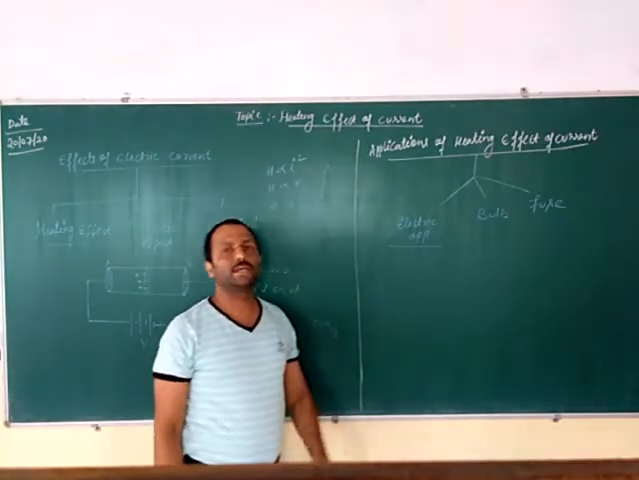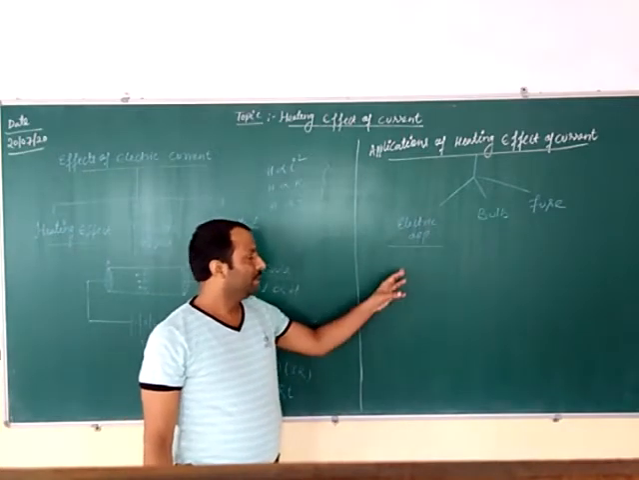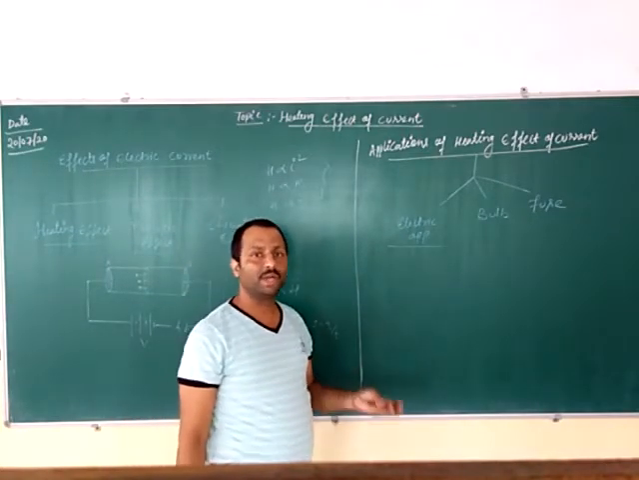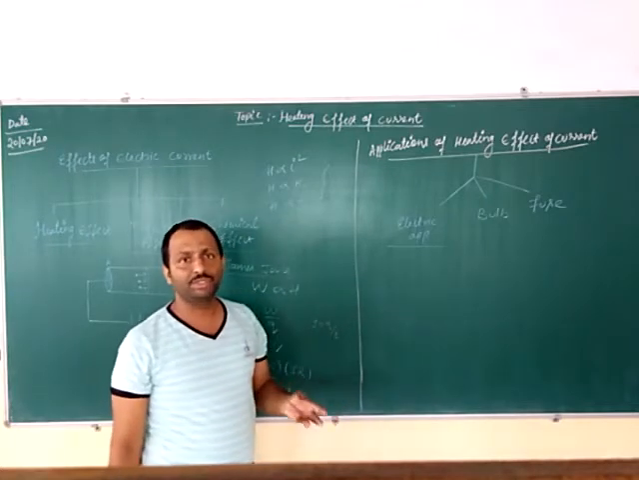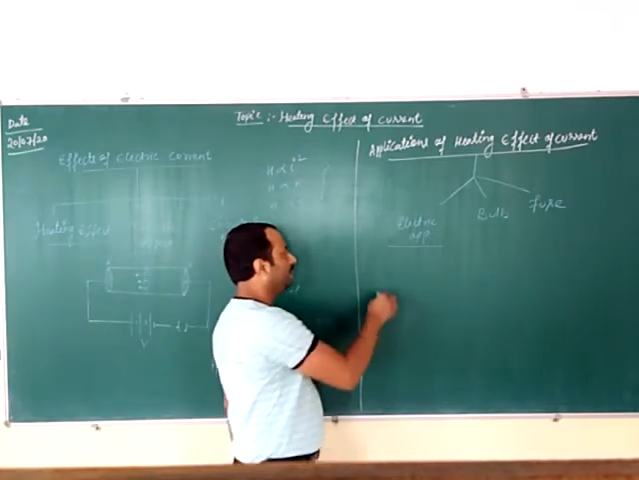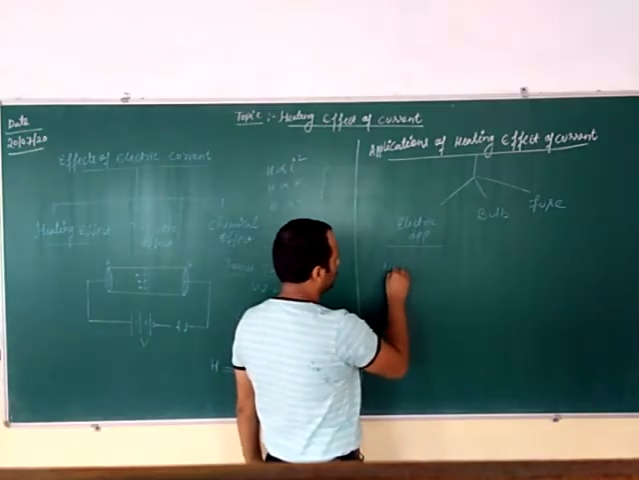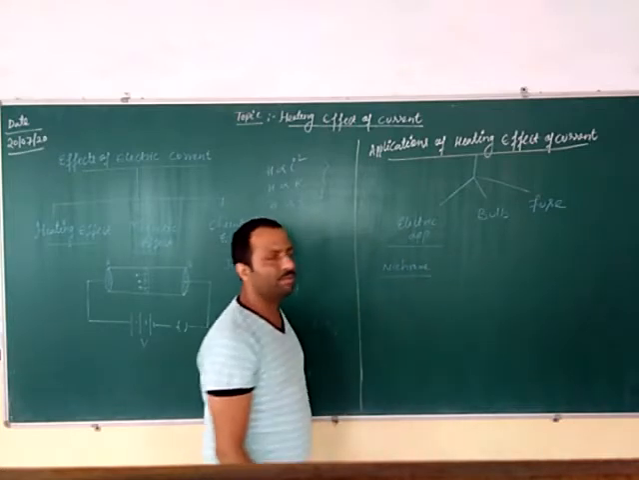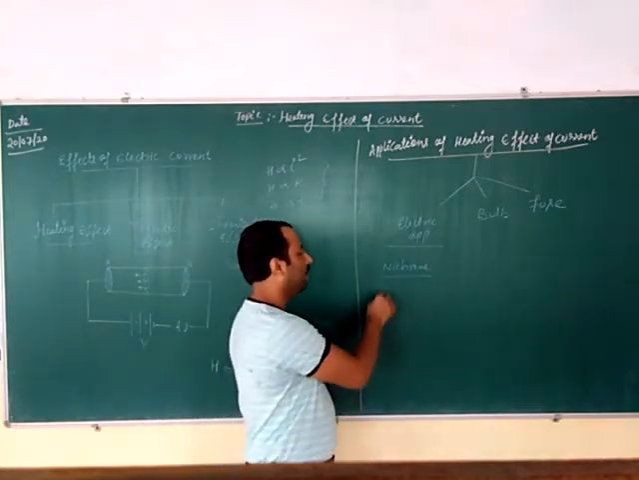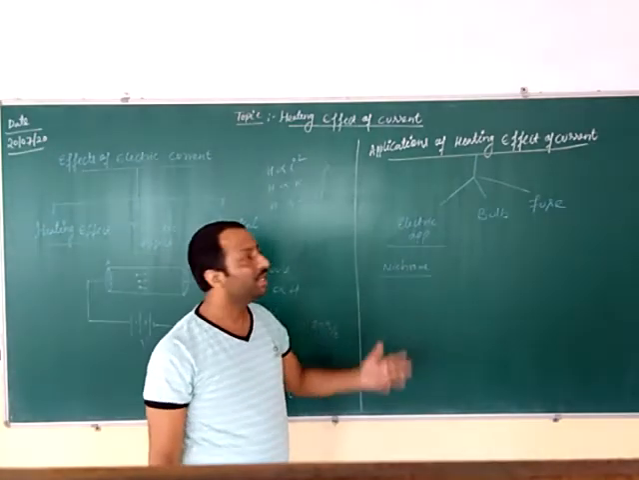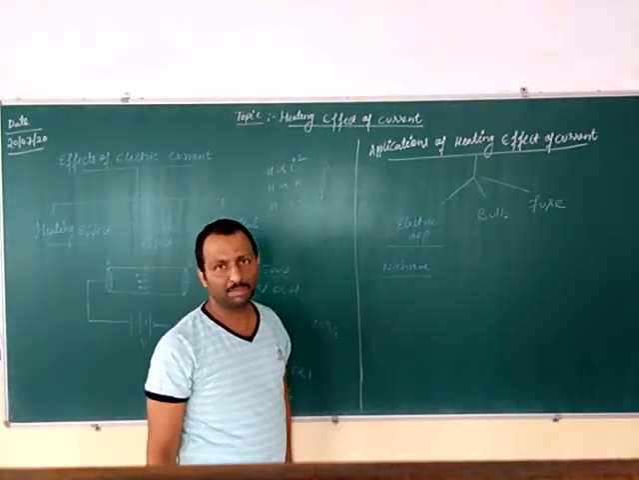If we talk about electrical appliances, the concept of the heating effect of the current is used in electrical appliances such as electric toaster, electric iron, water heater, which is a geyser. In that, nichrome wire is used. Which wire is used? Nichrome wire. Nichrome wire has high resistivity, so this will produce the heating effect in the electrical appliances.